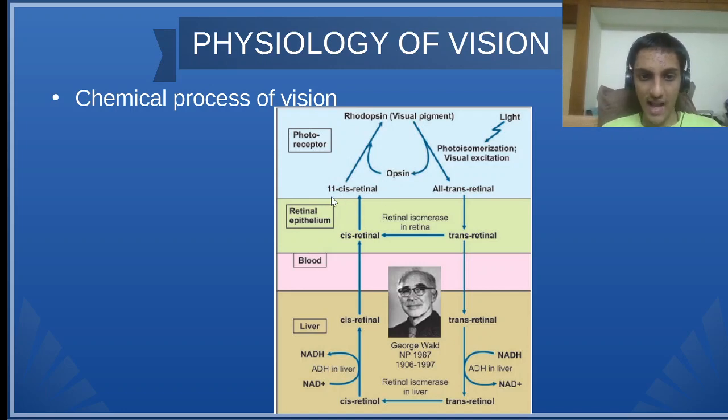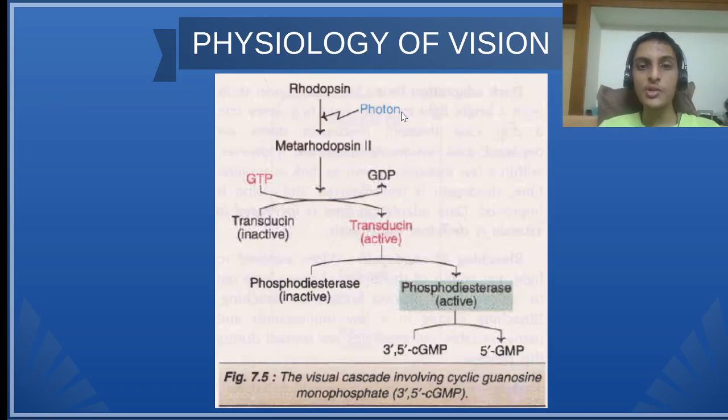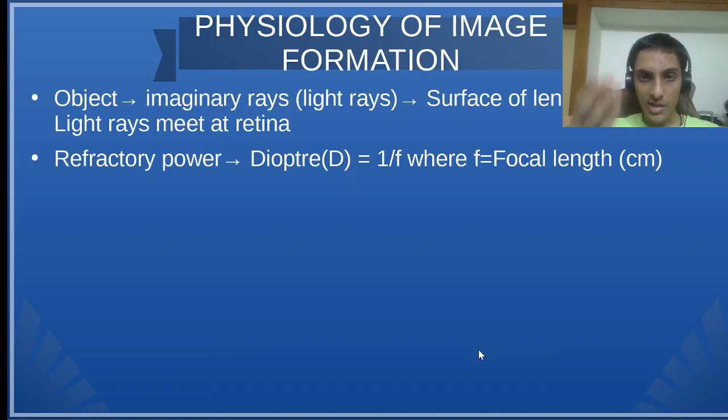So the word 11 is added, that's all. Then the regenerated opsin will be added to it to form 11 cisretinal opsin or rhodopsin. This is Wald's visual cycle. So let's see the visual cascade. What is happening? So most important from here is the transducin. So transducin is first activated, then it activates phosphodiesterase, then it converts 3',5' cyclic GMP to 5' GMP.